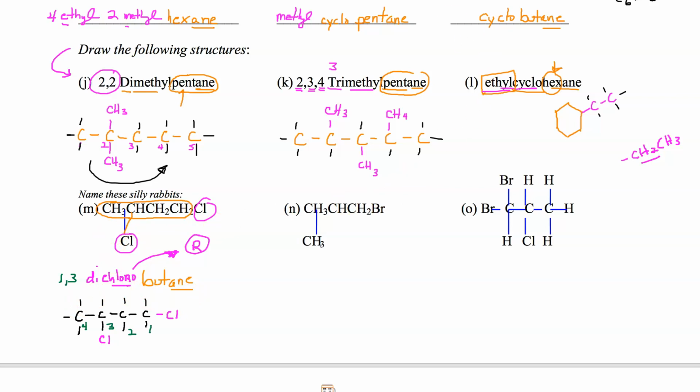Okay, going a little more quickly here. Okay, longest continuous chain. We're on to number N, the longest continuous chain. Okay, don't get befuddled here. Longest continuous chain of carbons is right there.